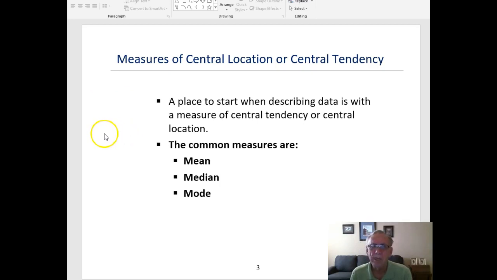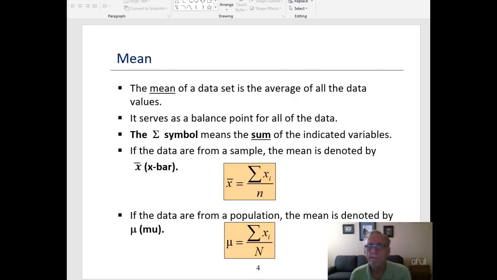Some of those tools are establishing a mean, and if you recall, a mean is nothing more than an average. The median, which is the middle, or the mode, which is the most frequently used number in a sequence of numbers. So what is a mean? The mean of a data set is the average of all the data values.